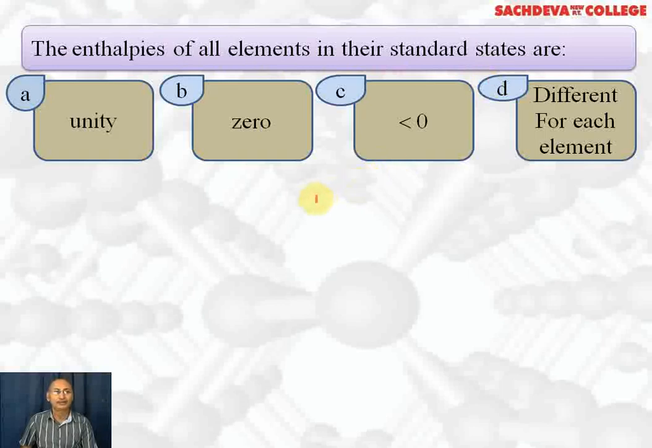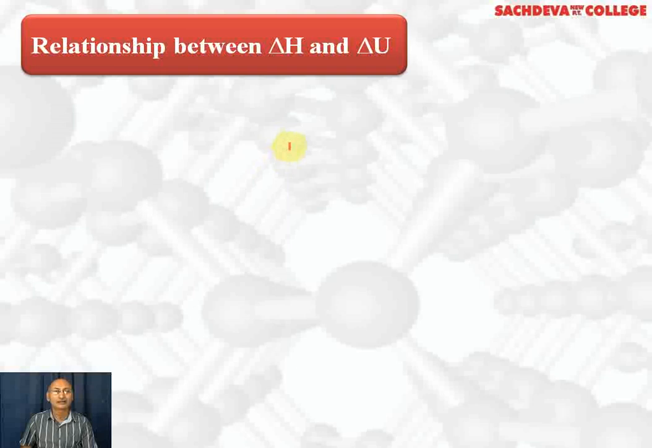Let's take up this question. The enthalpies of all elements in their standard states: the correct answer is 0. B part is the correct answer. Now we are going to take up again a most important point, the relationship between delta H and delta U.